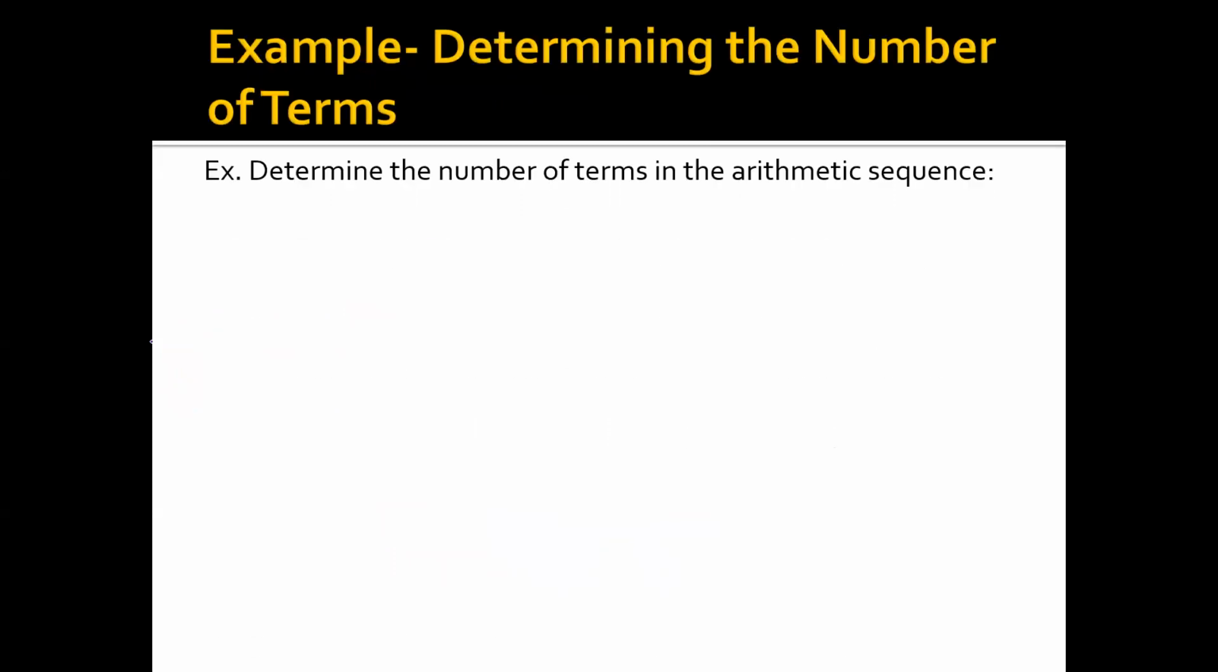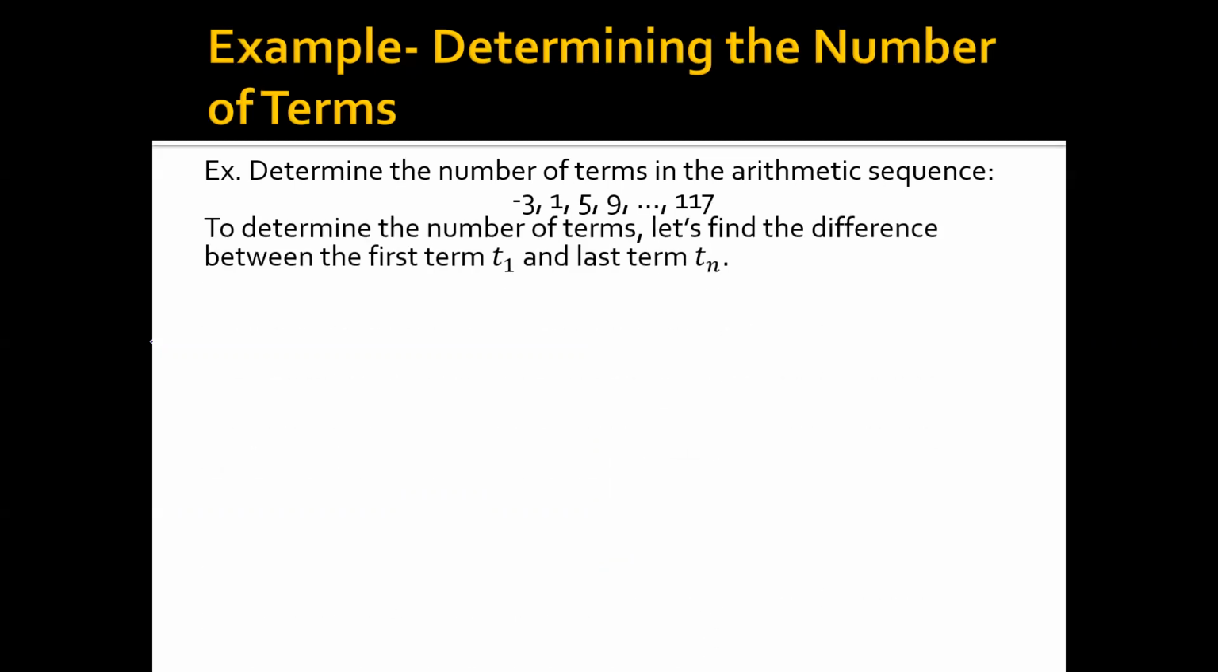So let's look at an example where we have to determine the number of terms given to us. And then we're going to use this to find the general term. So determine the number of terms in the arithmetic sequence. We are given the numbers -3, 1, 5, 9, ..., 117. So first thing with this question is you have to figure out what the number of terms is, which is basically n. That's what you're really looking for. That's our goal here. So we want to figure out what n is.